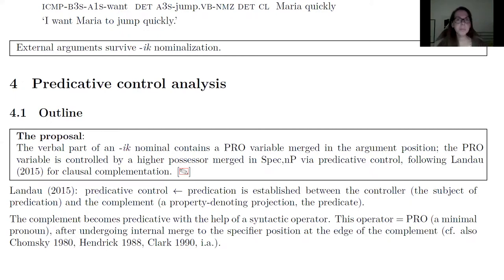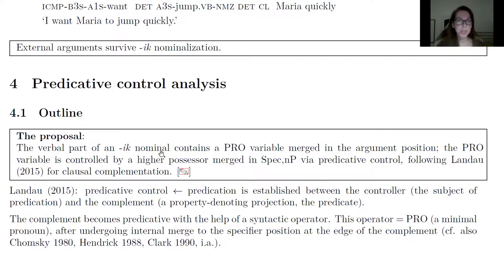So remember, only intransitive or detransitivized predicates can be nominalized. So we're talking about just one variable, no other arguments there. And this variable is merged in the argument position first, and it gets controlled by a higher possessor merged in the specifier of little nP. And importantly, this kind of control is predicative control, following Landau's proposal for clausal complementation.